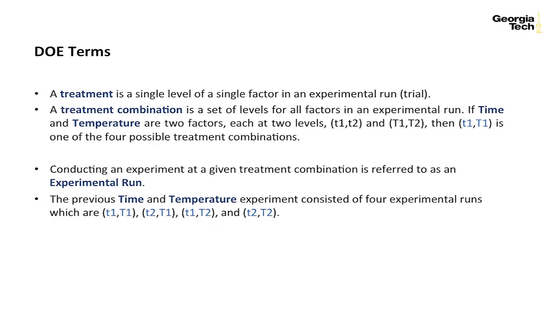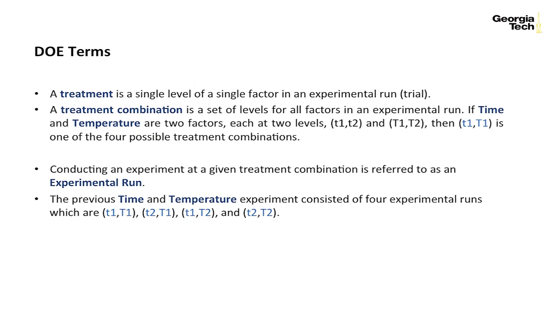We have treatment. A single level of a single factor in an experiment is called a treatment. For example, when we say time is 10, that 10 is one treatment. If I have two factors, time and temperature, you remember we had 10 and 80, 10 and 100, 15 and 80, and 15 and 100. Each of these pairs is called a treatment combination in that example.